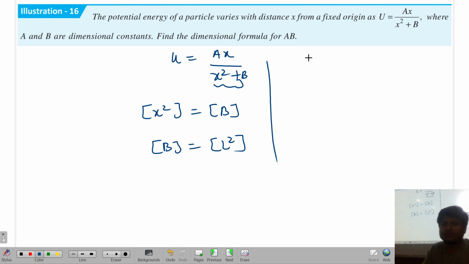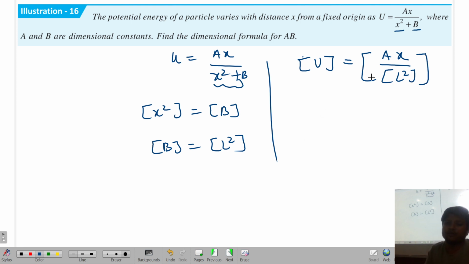After that, dimensions of potential energy is equal to, try to understand, total dimensions of this A into X divided by this. Since X square and B had the same dimensions, I can write it as L square or not? So therefore, can you calculate the dimensions of A? Potential energy has dimensions M L square T to the power of minus 2 or not? Yeah, minus 2.